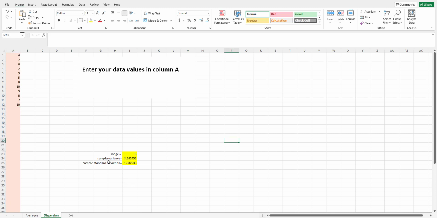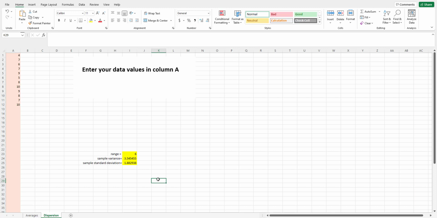So when I do it, as you can see, I have a sample variance and a sample standard deviation pop up in the yellow. We get the same answers that we did when we did it in StatCrunch. We got 3.5 and 1.88. Once again, if you click on these cells, you'll see the command that I use to get those answers.